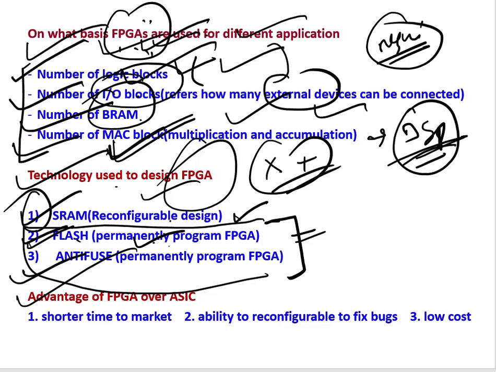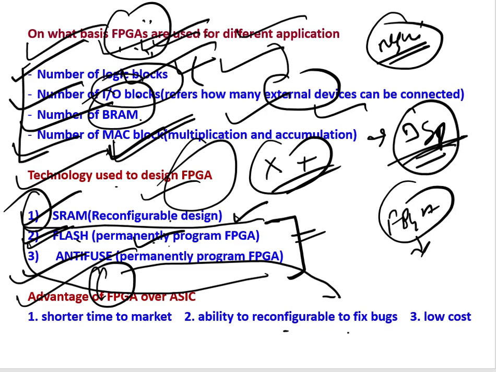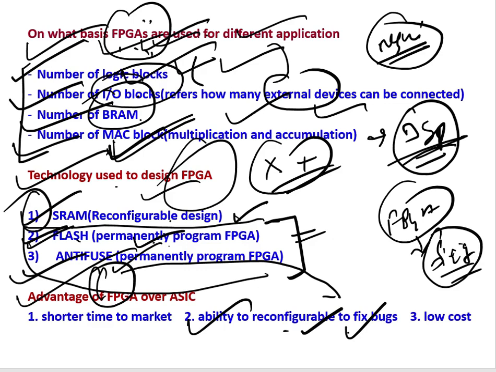The advantages of FPGA over ASIC are these. First, the basic advantage of FPGA over ASIC is the ability to reconfigure to fix bugs. That means FPGA is used for prototyping, so you can easily fix bugs. If you find bugs or errors, you can easily change your program, your Verilog code, because you are writing the code and porting it to the FPGA. This is the common, basic advantage of FPGA over ASIC.